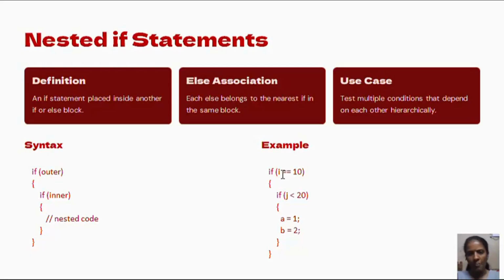Here is an example. If i is equal to 10, if the i value is equivalent to 10, it goes inside. If i is less than 20, if the value lies between, it goes inside. If the value lies between 10 and 12, then it goes inside, then assigns a to 1 and b to 2.